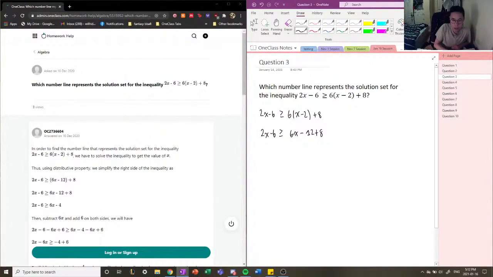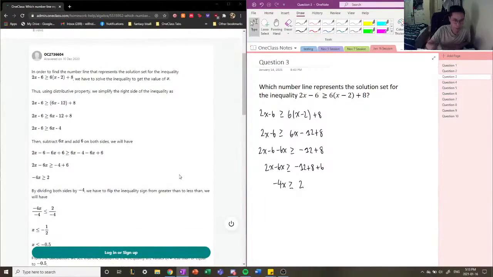To do that, I'm going to subtract 6x from both sides. So we have 2x minus 6x is greater than or equal to negative 12 plus 8. And I'm going to add 6 to both sides to get this negative 6 to the right-hand side. So we get 2x minus 6x greater than or equal to negative 12 plus 8 plus 6. Now that we're at this step, we're just going to simplify both sides. So we have negative 4x is greater than or equal to 2.